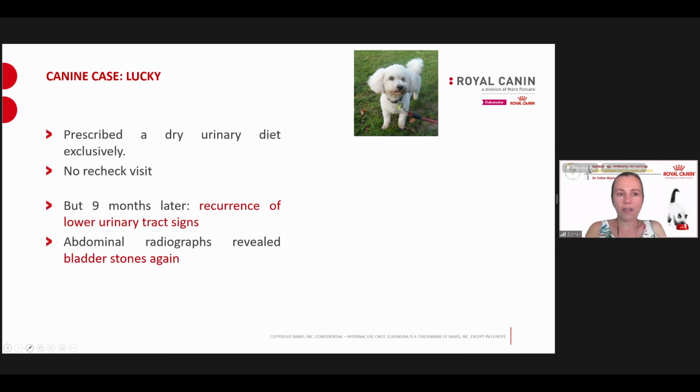After surgery, you did what you should be doing. You prescribed a dry urinary diet exclusively, but unfortunately, the owners did not come back for any recheck visits. They went off with the diet. They were happy. He was urinating fine again. He's eating the diet happily, no problem. And 9 months later, he has recurrence of lower urinary tract signs. And you say, oh, okay, well, let's just go straight for imaging. And on abdominal radiograph, you can find bladder stones again.